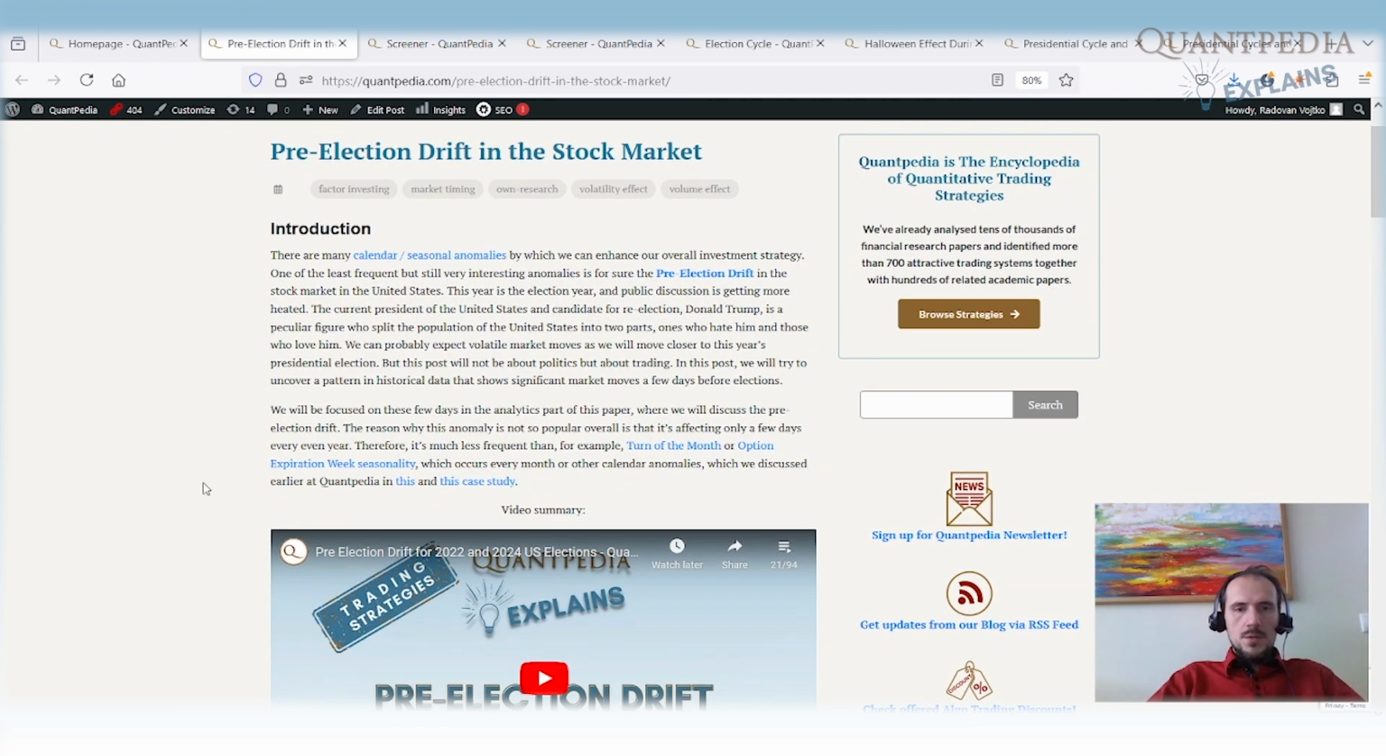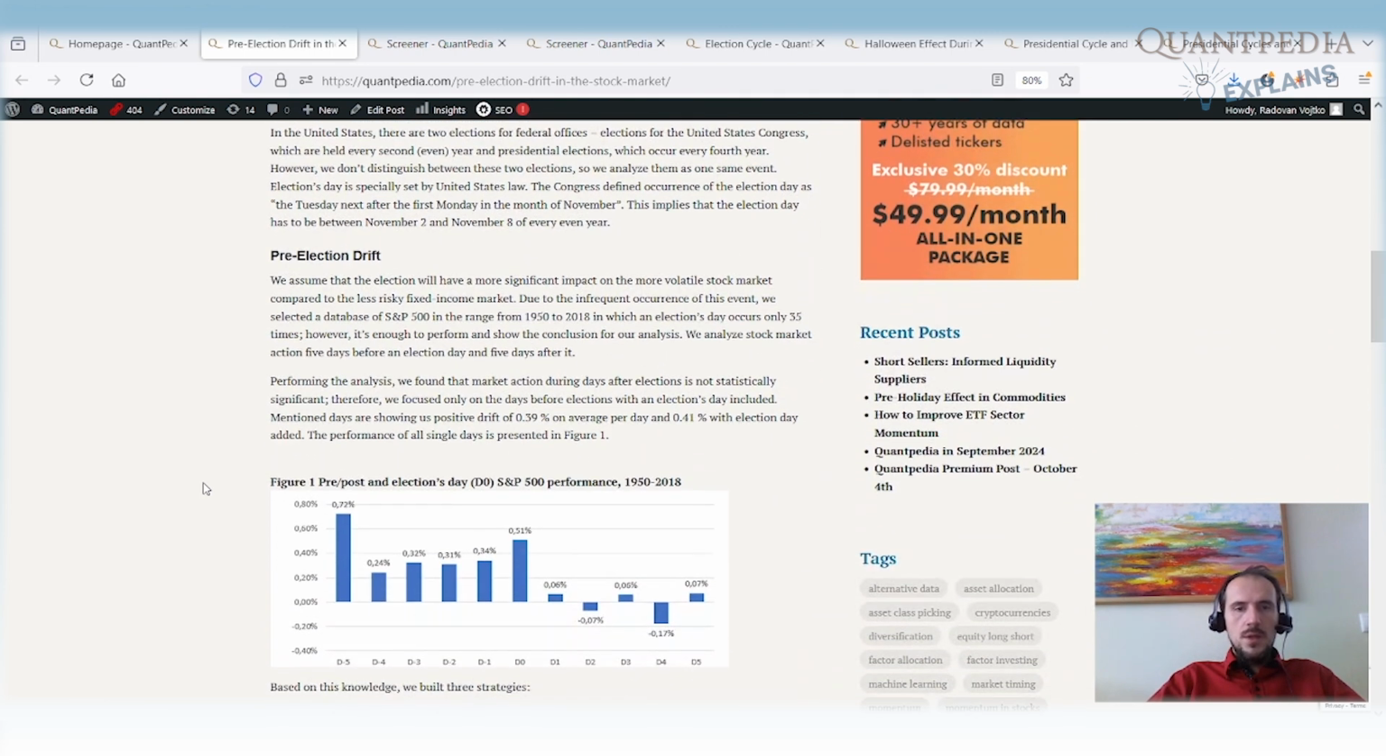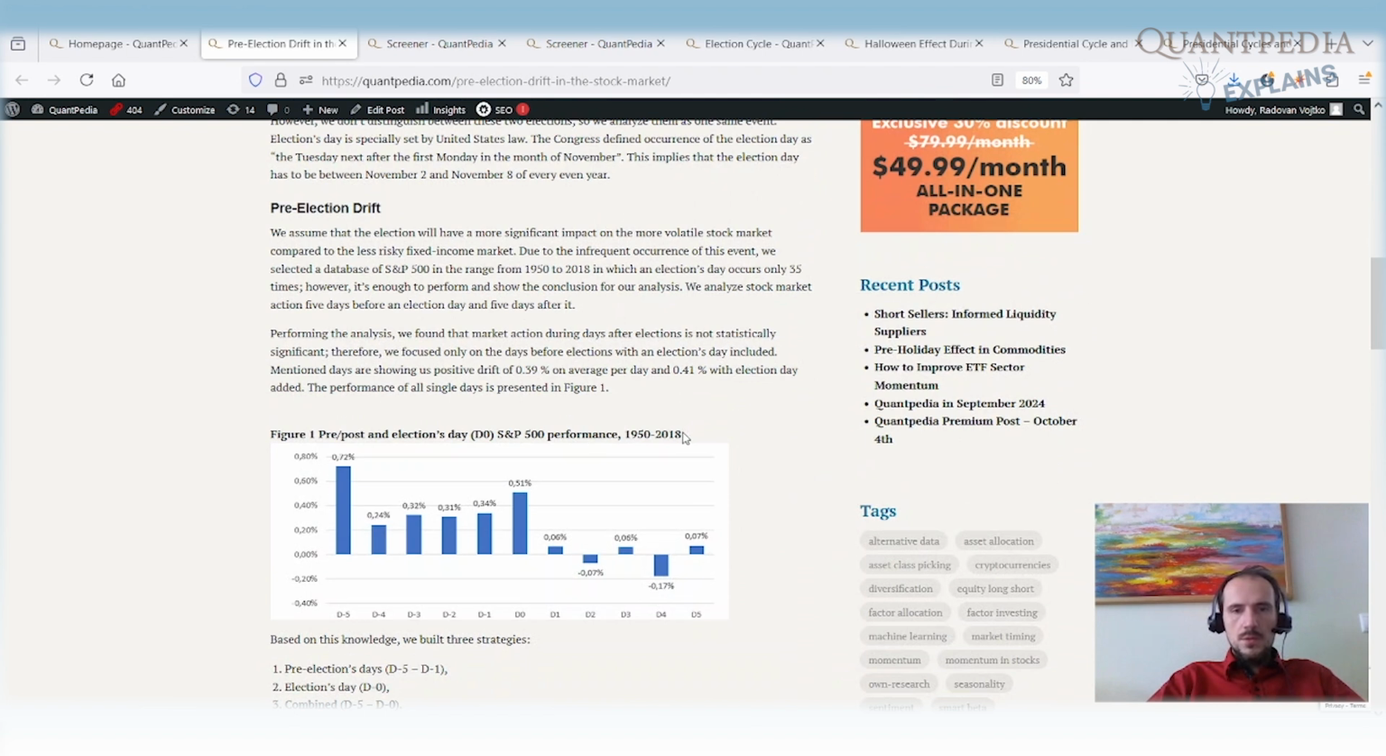election. So what we did is that we downloaded the data about the date of the election from the 1950s until 2018. And we checked what's the pre and post-election performance of the S&P 500. Here is the chart with the performance. So as we can see, from D-5 until D0, and D0 is the day of the election, there is significant updrift in the prices. And afterward, after the election, the movement in the prices is plus or minus random.